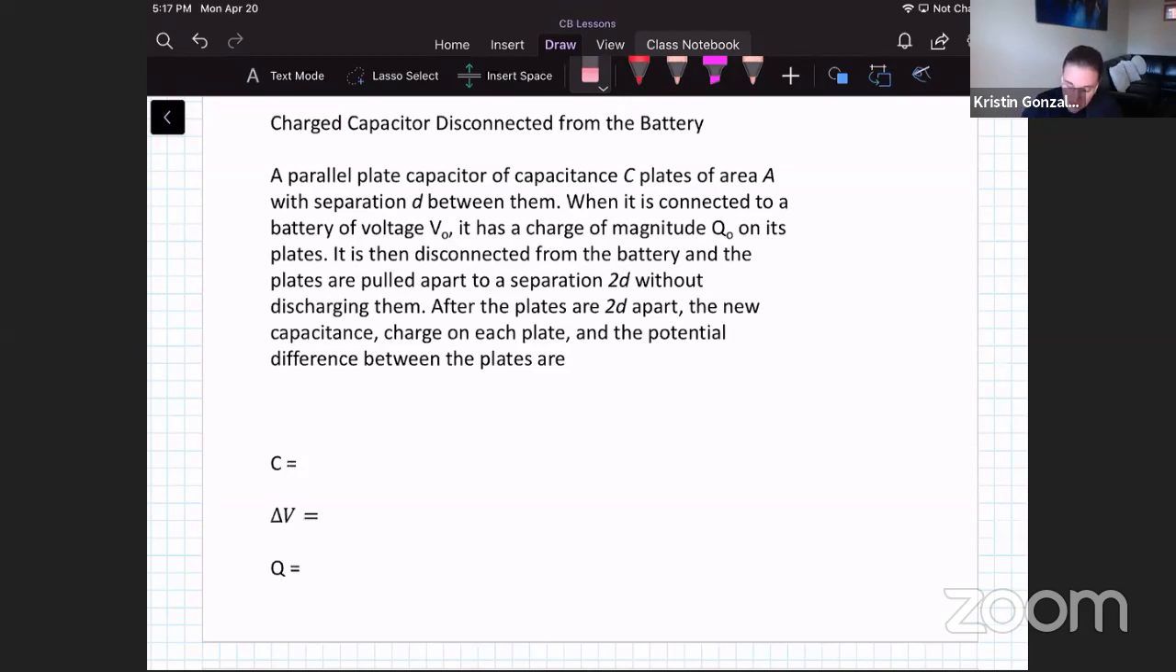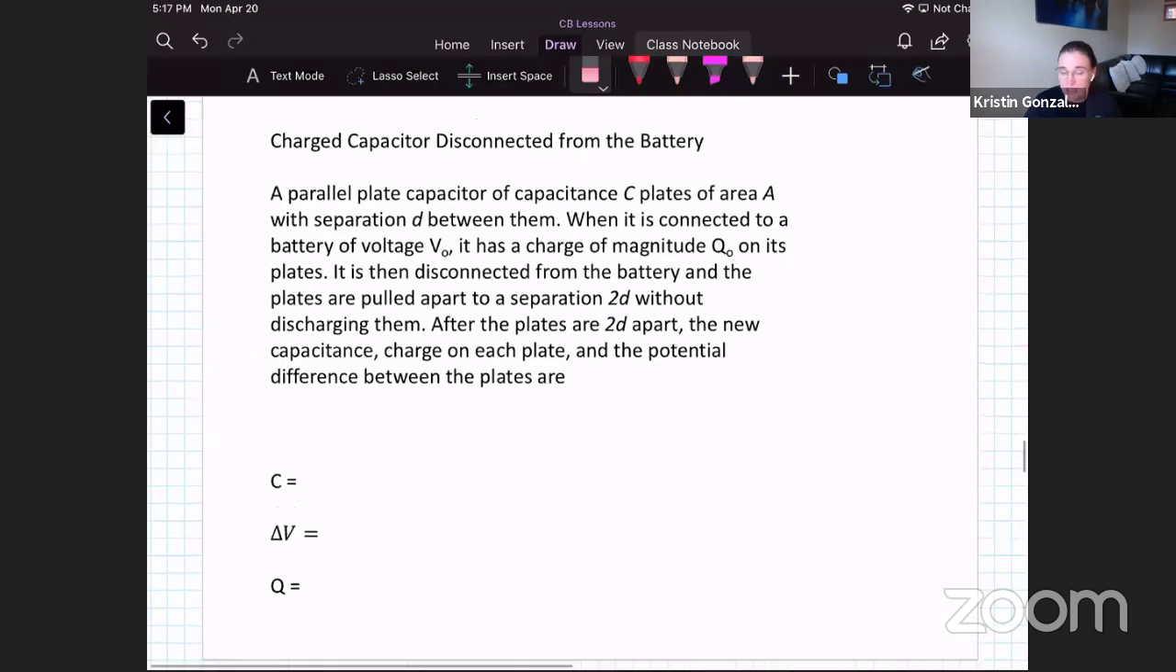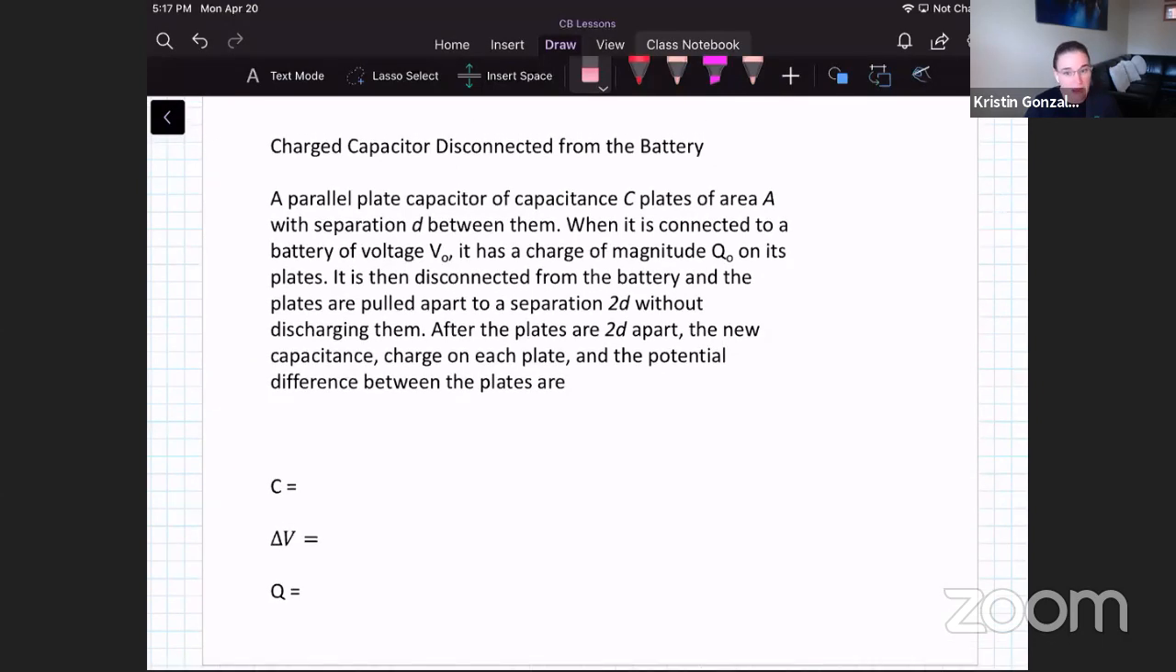So if we connect the capacitor, we can then disconnect the voltage source that we were using to charge up the capacitor and see how that behaves. Or we can keep it connected to our power supply and change the capacitor and see what happens. We're first going to look at what happens if you have a charged capacitor. So we have a parallel plate capacitor. Let me go ahead and draw that off to the side here.